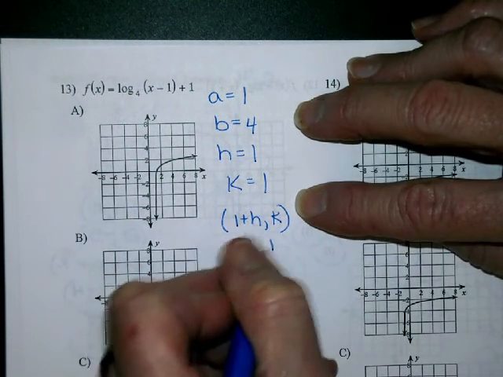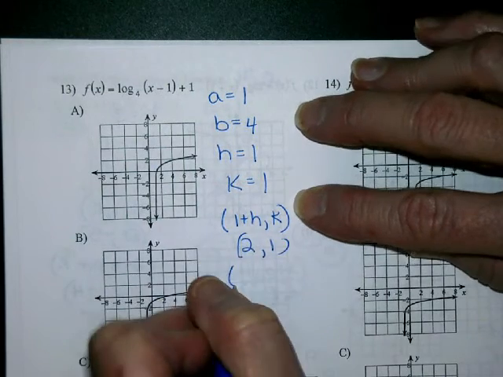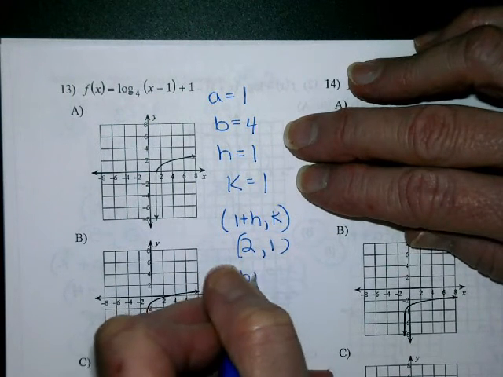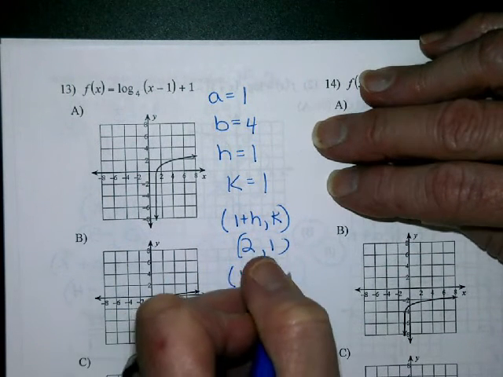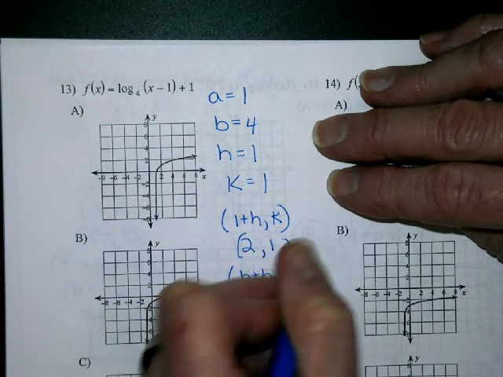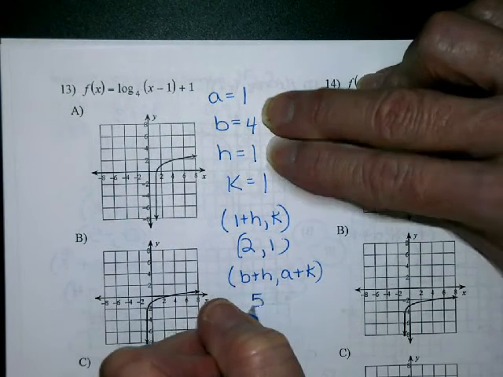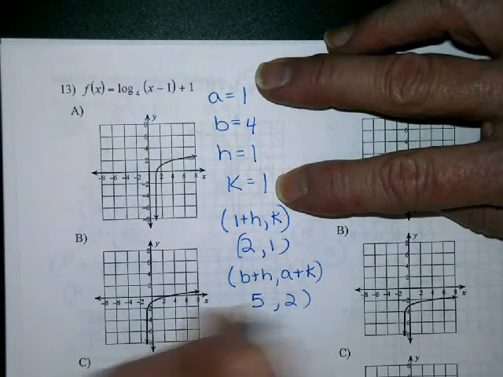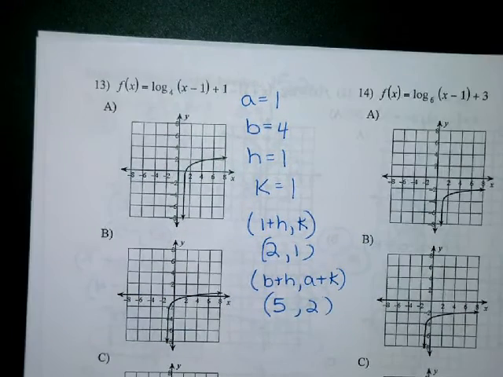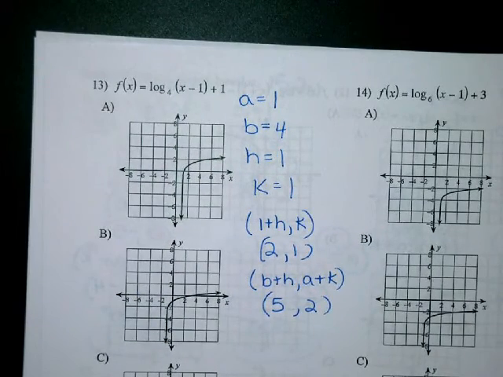Okay, so I'm going to do 1 plus H. I'm going to do B plus H. They're right next to each other in my list. A plus K is on the edges. B plus H is 5. A plus K is 2.